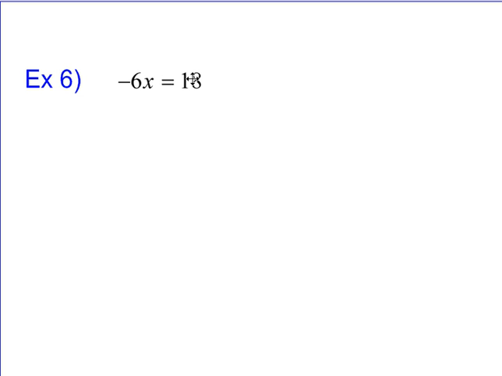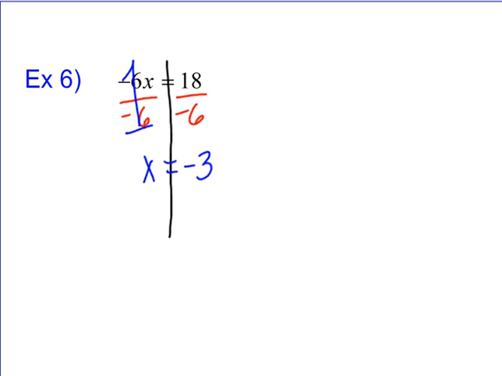Here we have negative 6x equals 18. We're going to divide both sides by negative 6 because that's the inverse of that. The inverse of multiplying by negative 6 is dividing by negative 6. That becomes a big giant 1 there. Negative 6 divided by negative 6. 1 times x is x. 18 divided by negative 6 is negative 3.